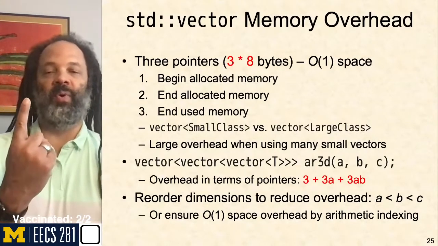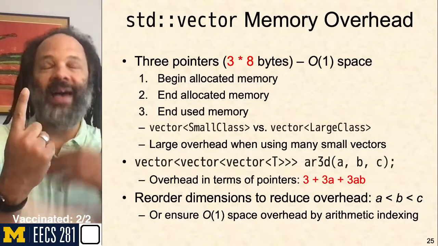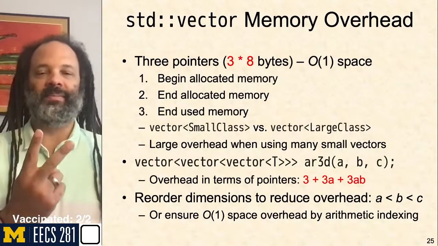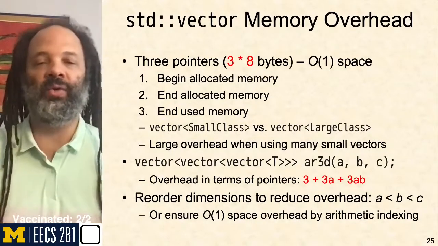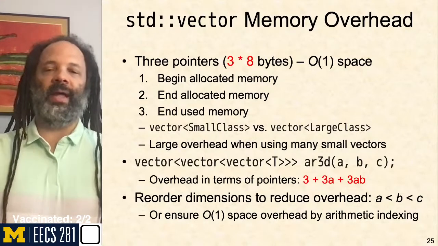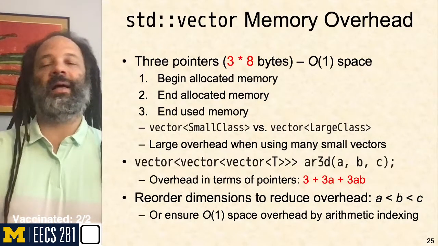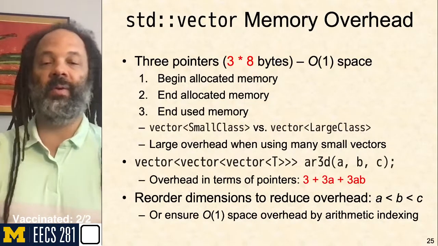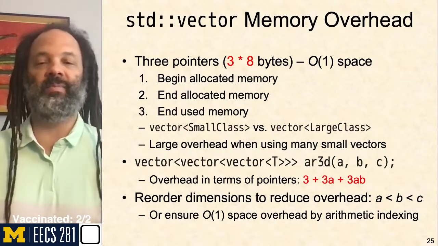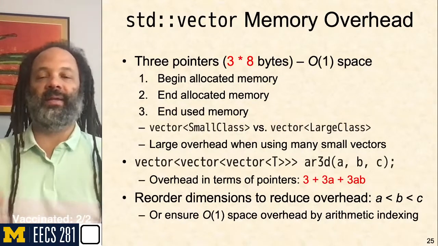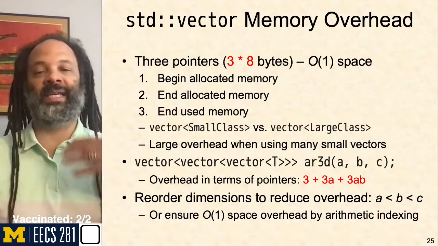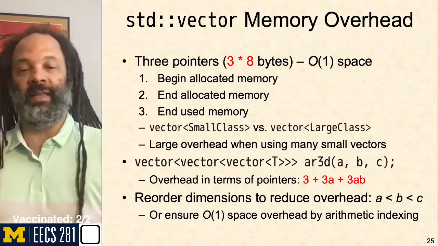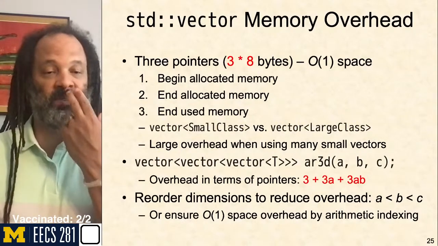One of those pointers points to where the data begins, the beginning of allocated memory. Another one points to the end of the allocated memory. And then there's one that's pointing to the used memory. These are STL kind of things, so we're going to be pointing just past the allocated memory, and just past the used memory. But this allows us to calculate the capacity of a vector, meaning how much I can store in there if I need to, and the size, which is how much is currently in there. Those two things can be different.